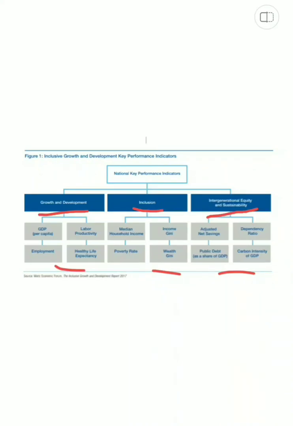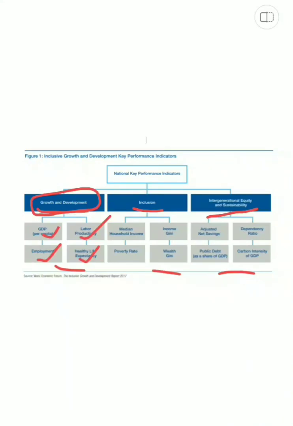The first is growth and development. So the first thing that we take into consideration is growth and development. Of this we will see the country's GDP, we will see the country's labor productivity, its employment and its healthy life expectancy. So these are the four fields that we'll see to see the growth and development.